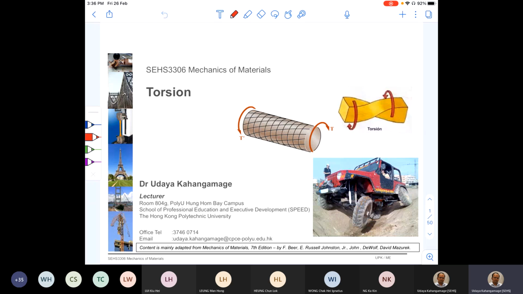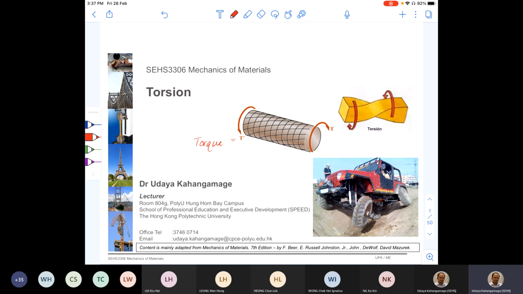A twisting moment that twists a member is called a torque. I hope that you heard this word before, torque. So it's not a force, it's a moment, right? A moment which twists a member is called a torque. And once a torque is applied on the structural member, it is going to create an internal resistance that will lead into deformations, and that deformation may affect the performance of that structural member.